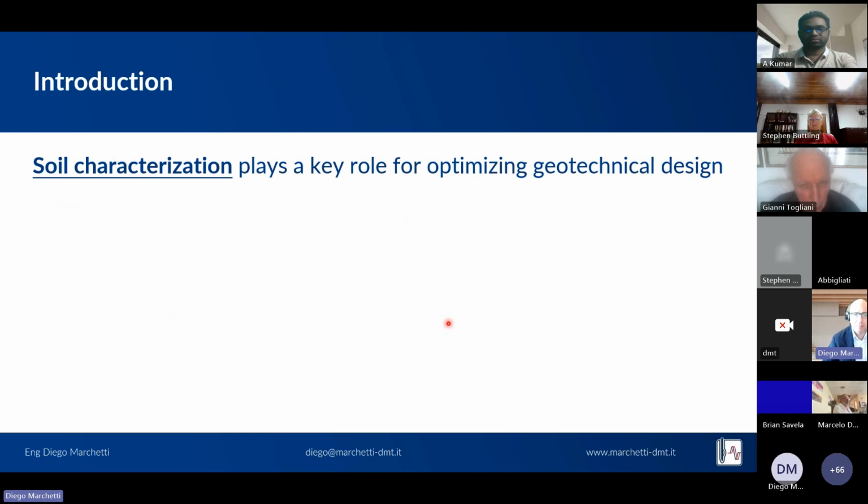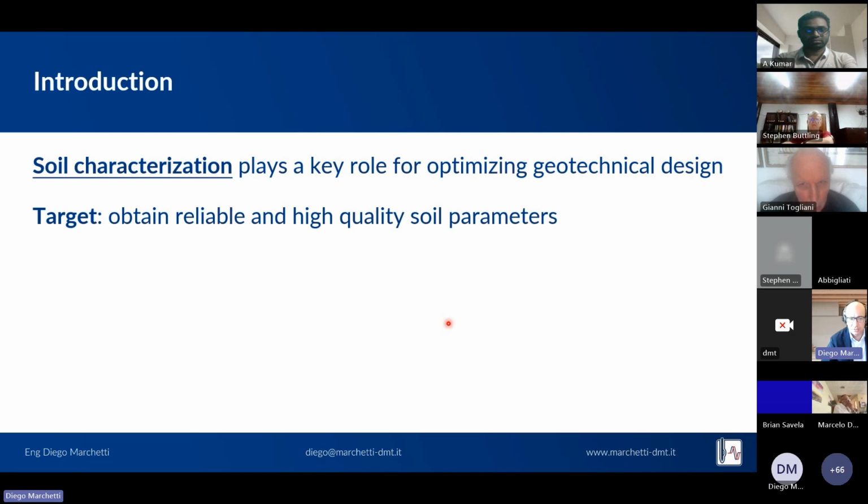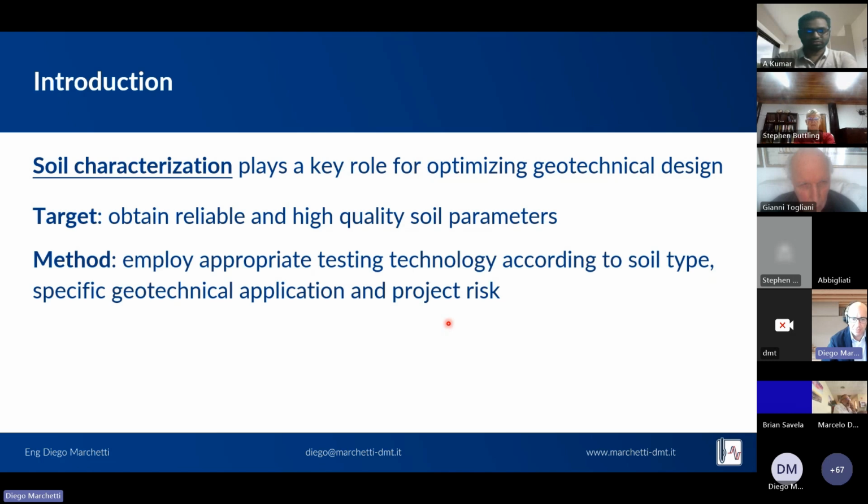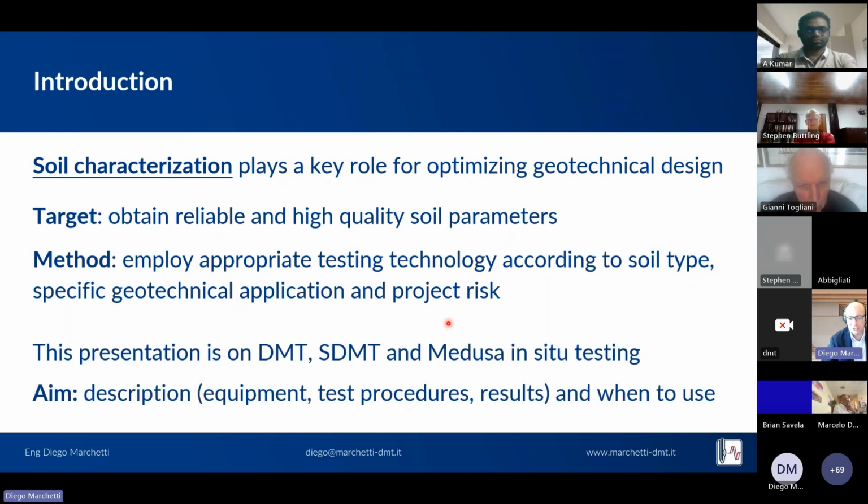So, soil characterization plays a key role for the optimization of geotechnical design. The target is to obtain reliable and high-quality soil parameters, and the method consists in employing the appropriate testing technologies according to the soil type, specific geotechnical application, and project risk. So the aim of this presentation is to describe the DMT, SDMT, and Medusa for in situ testing in terms of equipment, test procedures, results, and also recent innovations, and when it is appropriate to use it and when it is not.